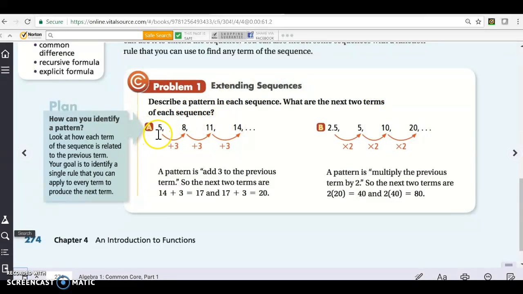So for the first one, we have 5, 8, 11, and 14. And they've written out here plus 3, plus 3, plus 3. So the pattern is to add 3 to the previous term. So the next two terms would be 17 and 20.